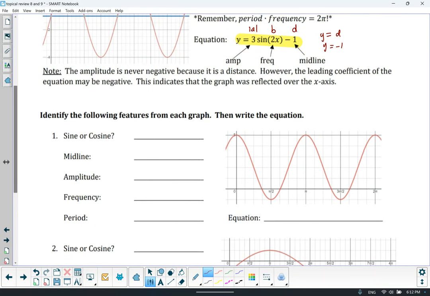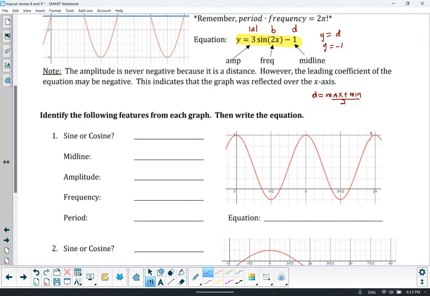So let's take a look at example 1. We want to write the equation from the graph. And first of all, is this a sine curve or cosine curve? It's really helpful to identify the midline. Sometimes it's hard to see from the graph, and so we can get it from an equation, max plus minimum over 2. So it's the average of the maximum and minimum value over 2.